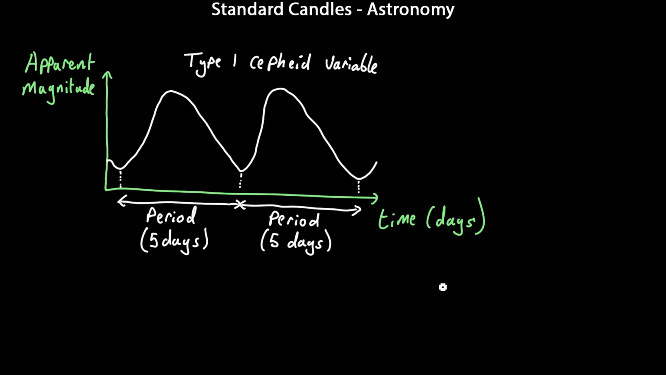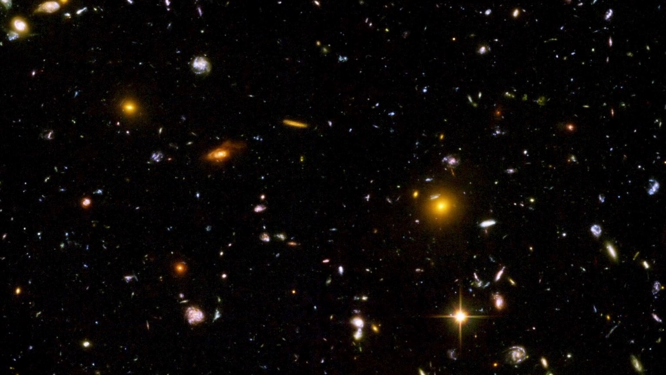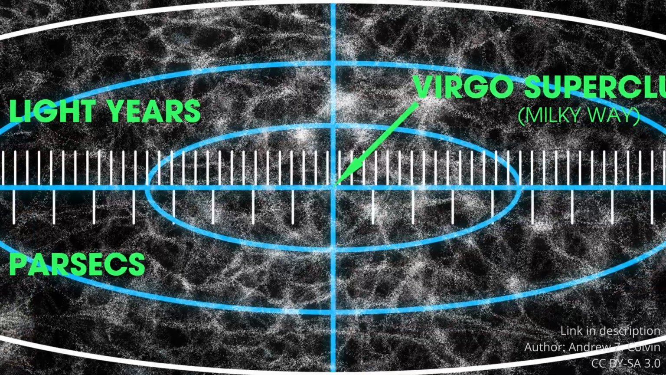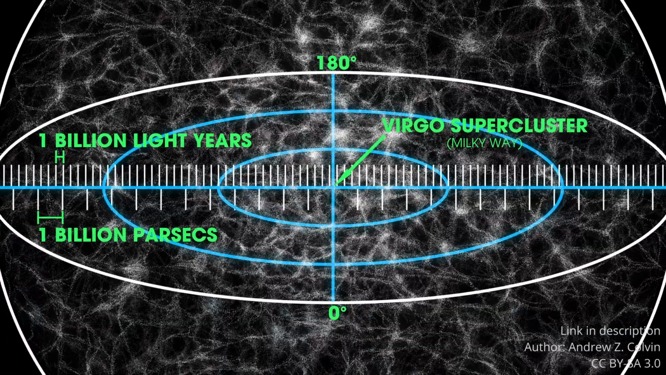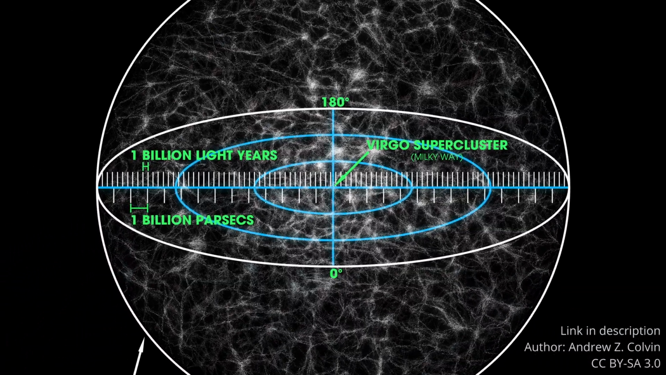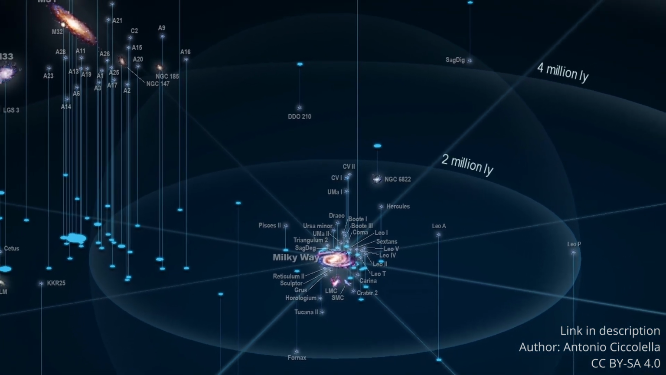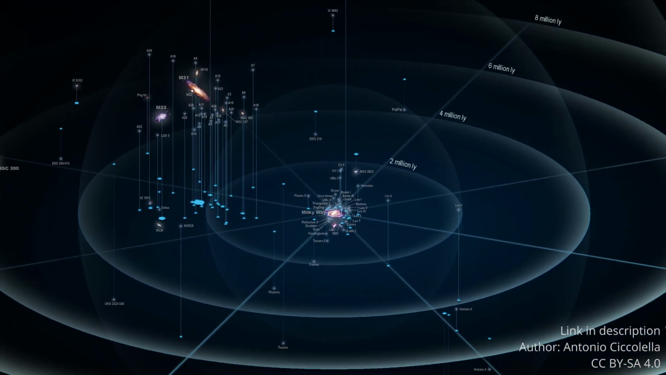Now Earth-based telescopes can use Cepheid variables to measure distances of up to around 13 million light years. But space-based telescopes can go up to 50 million light years. Now this isn't really that far compared to the known size of the universe, which is estimated to be around 93 billion light years across. But we're able to estimate the distances of galaxies surrounding our own Milky Way, so within the local group.